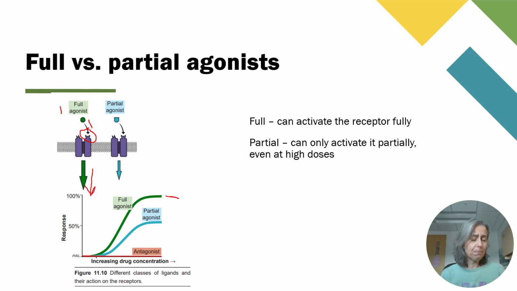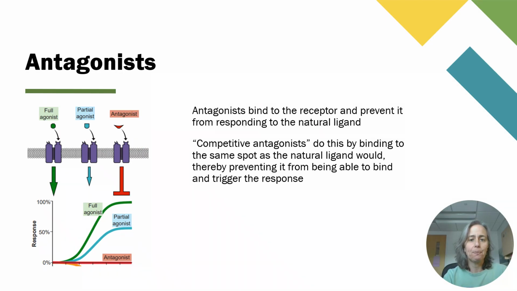A partial agonist is still going to bind to that same spot on the receptor, but it's not going to be able to activate it as fully. So you're not going to get as big a response as you would from a full agonist. Full versus partial agonist. There we go.